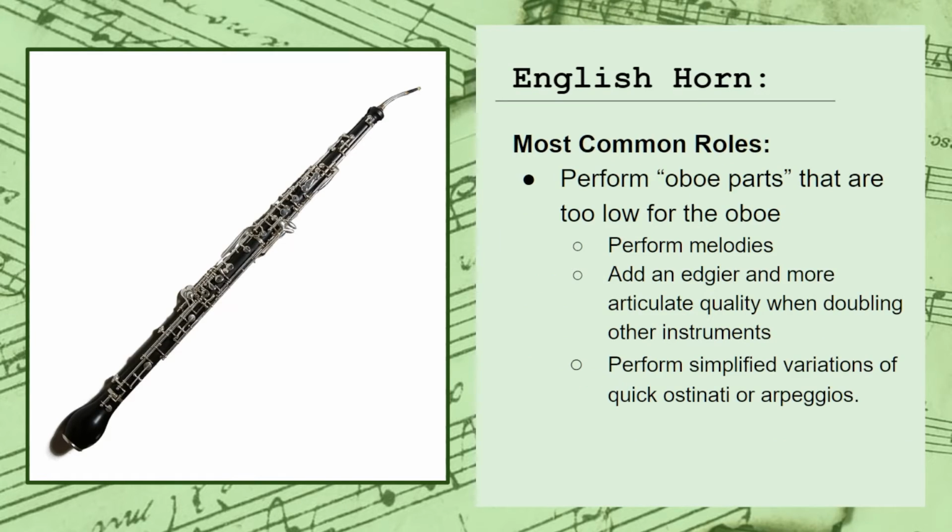The English horn is used mostly as a lower extension of the oboe, and will perform any melodic material too low for the oboe's own preferred middle register. It can be used to perform beautiful emotional solo melodies, or to provide a somewhat edgier and more articulate quality when doubling other instruments. Like the oboe, it's not as agile as the flutes or clarinets, and won't typically work with fast runs or ostinati, but it will often be used to perform simplified variations of these lines that help to emphasize the most important notes and beats.